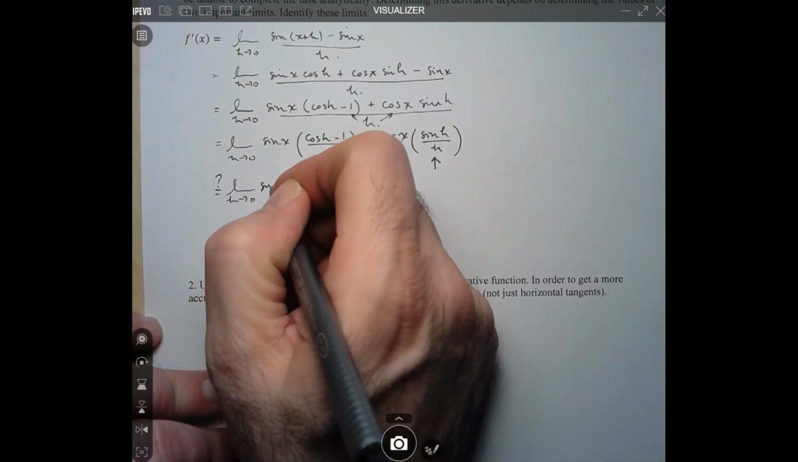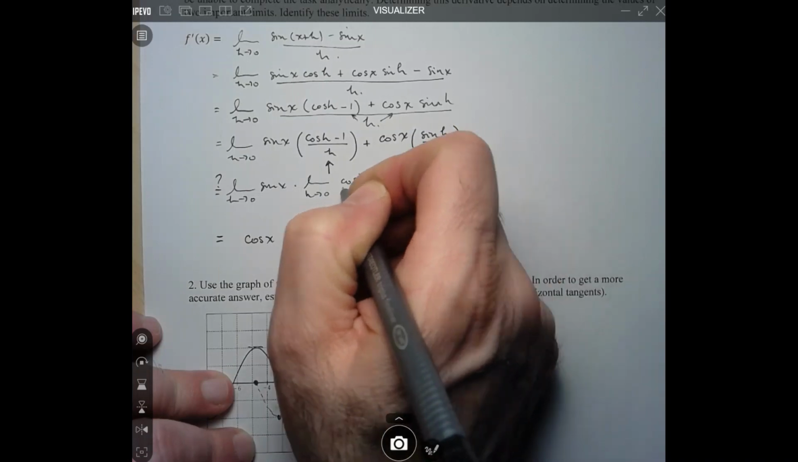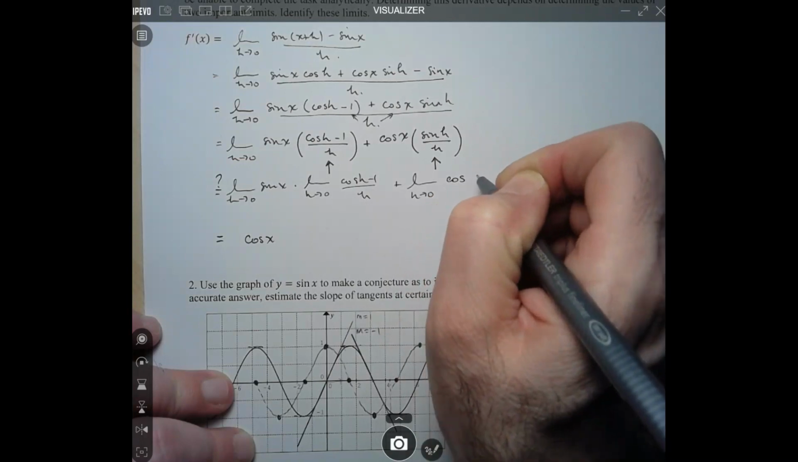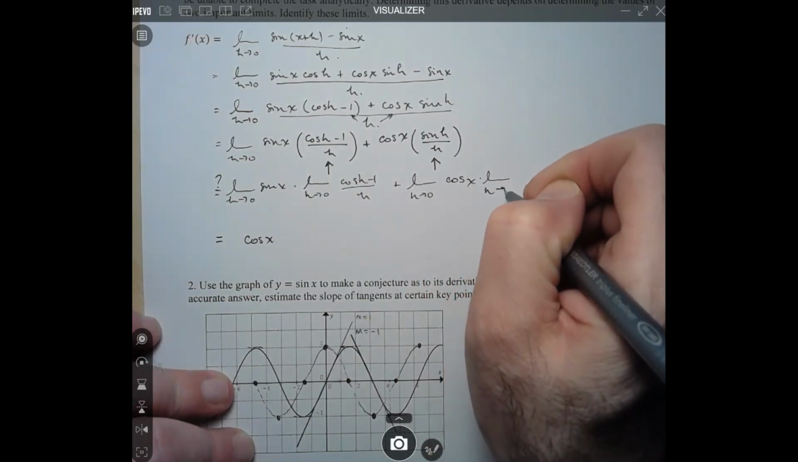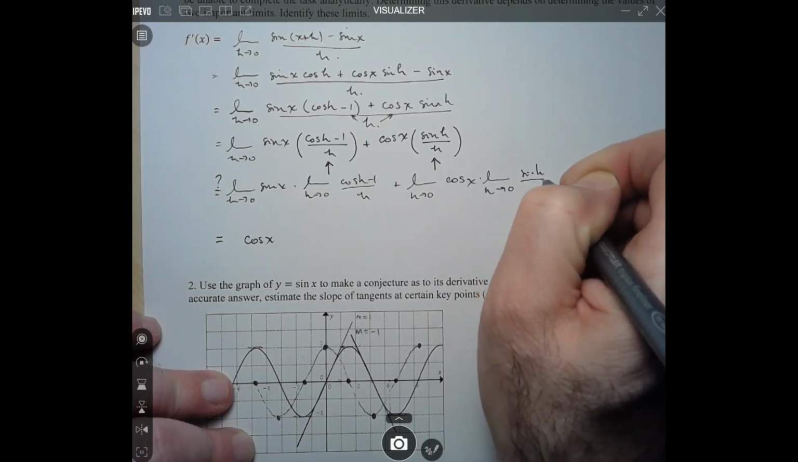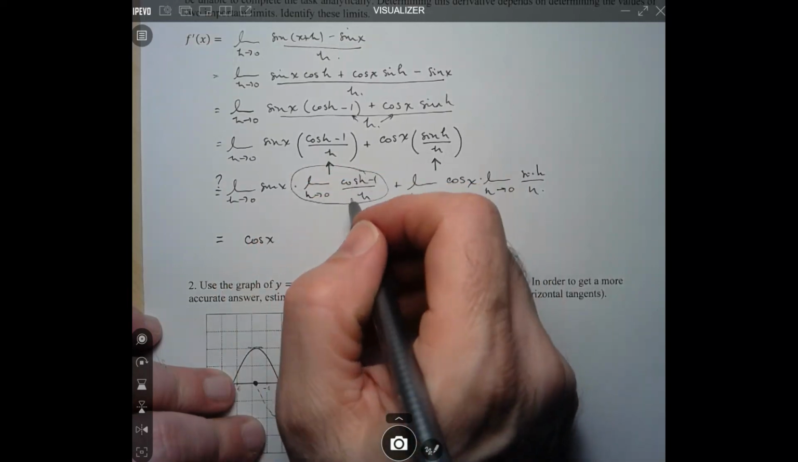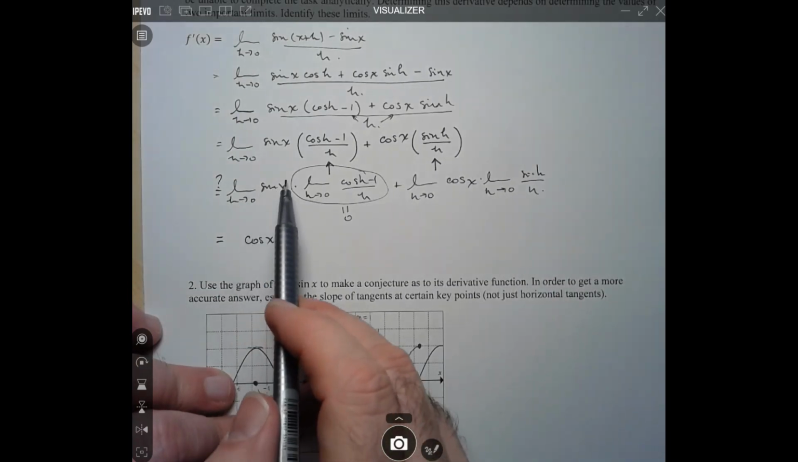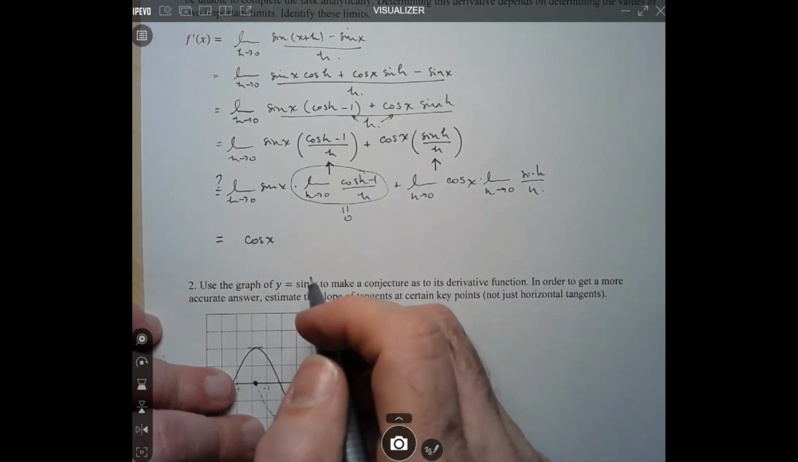just split this up: limit of sine x times the limit of cos h minus 1 over h, plus limit of cos x times the limit of sine h over h. That would mean that this limit here would have to be equal to 0 in order to get, because remember we said sine x just behaves like a constant. The limit of a constant, this would just be sine x. So that tells us that this limit must be equal to 0.